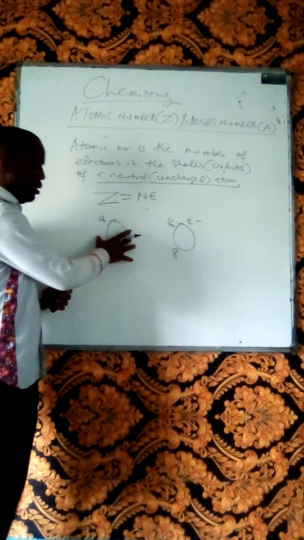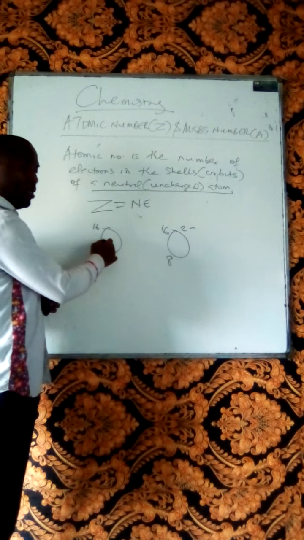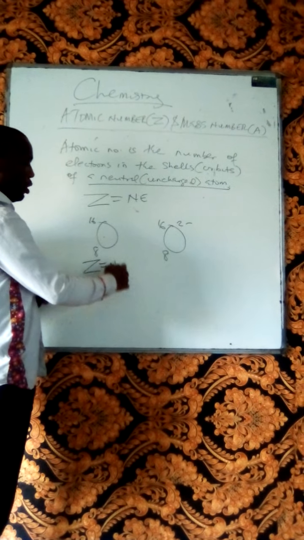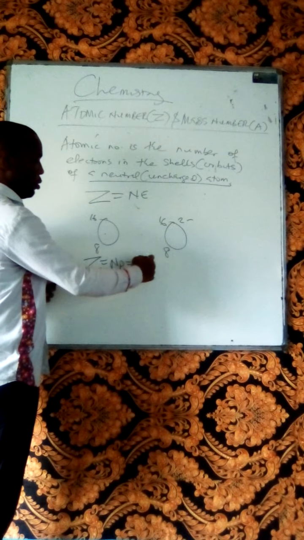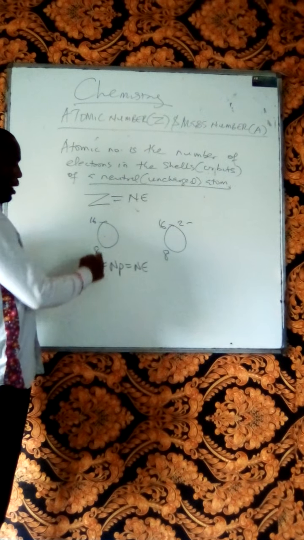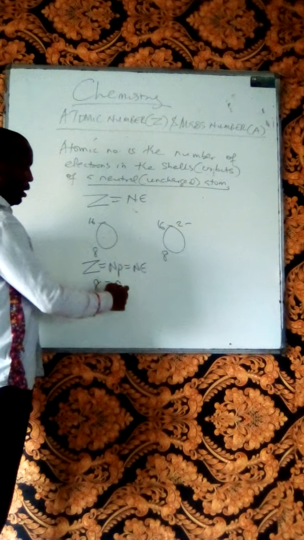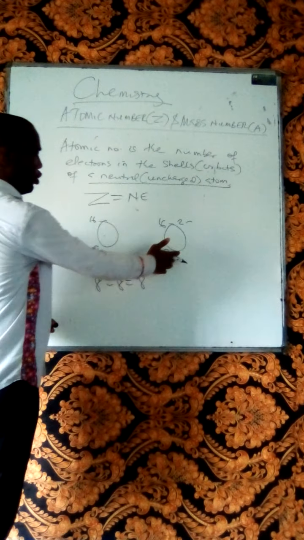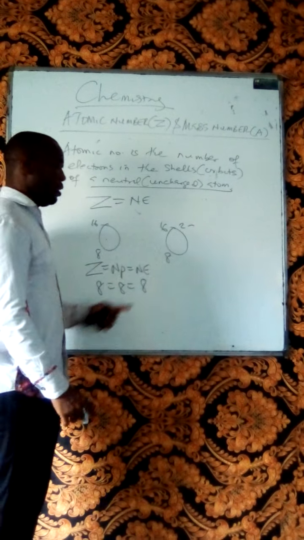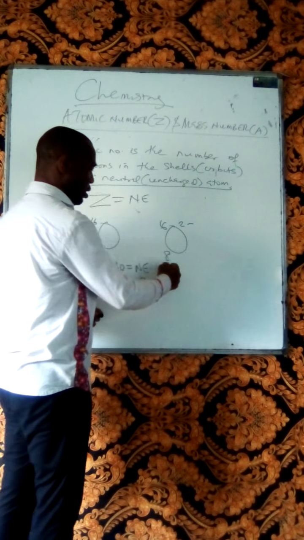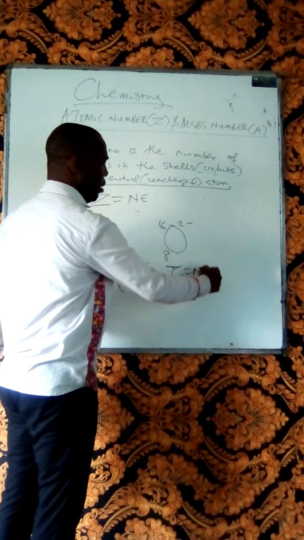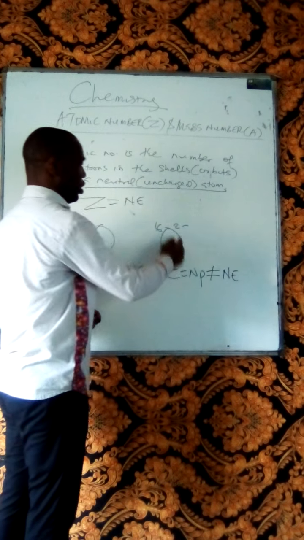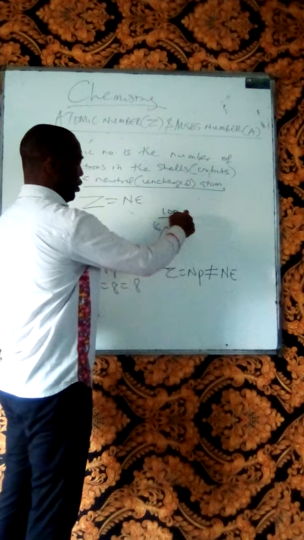Now, looking at this particular example, the atomic number is equal to the number of protons, equal to the number of electrons. So here, the atomic number is 8, protons 8, electrons also 8. In this situation, the atomic number is also 8, equal to the number of protons, but not equal to the electrons because the atom is charged. If it's charged, we call it an ion.